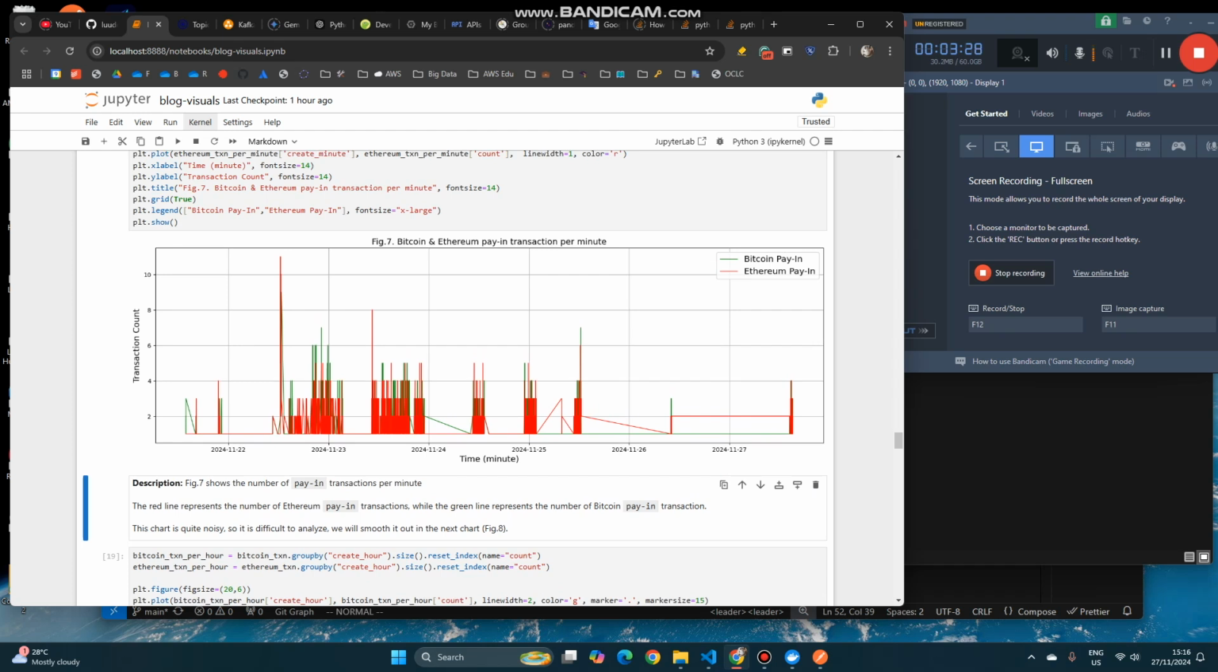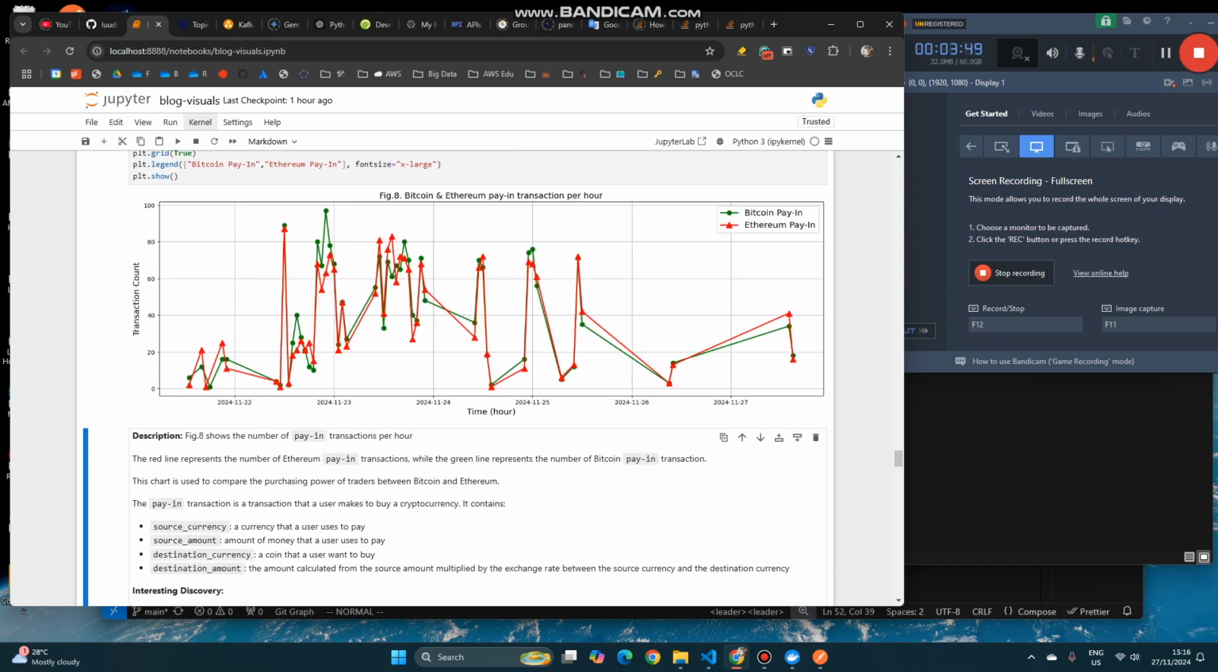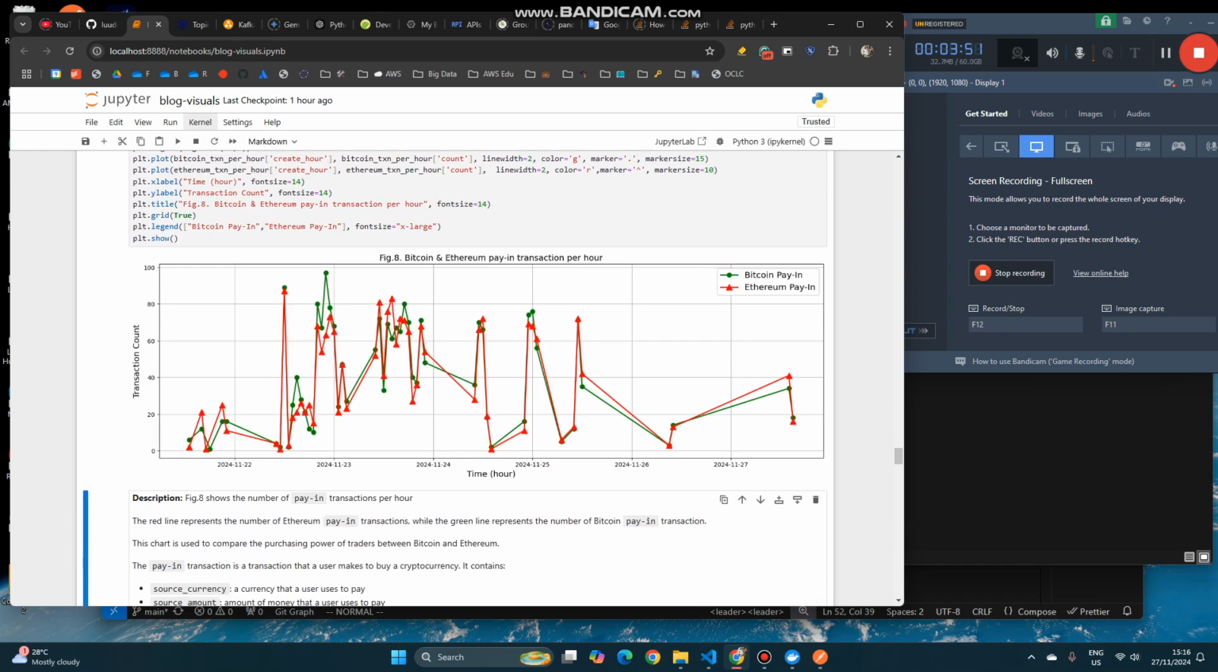This plot is about the pay-in transactions that the users in the system make per minute. So this chart is quite noisy, so it's difficult to analyze. So we're gonna spot it in the next chart. After we smooth it, we can see this plot compares the number of Bitcoin and Ethereum transactions per hour.